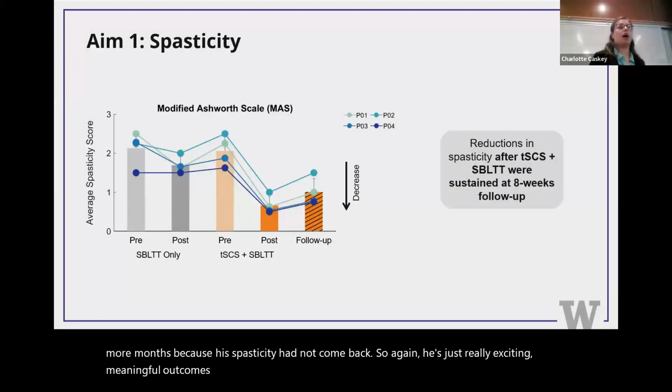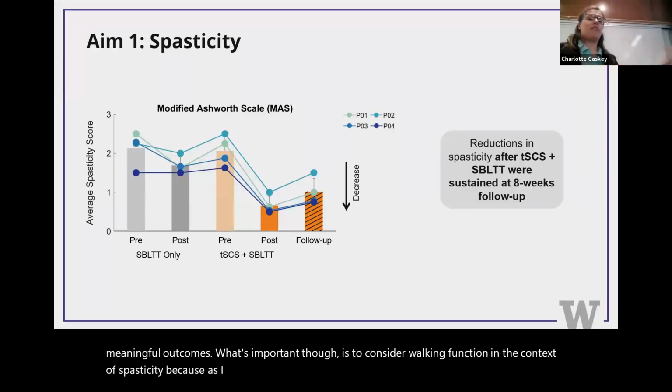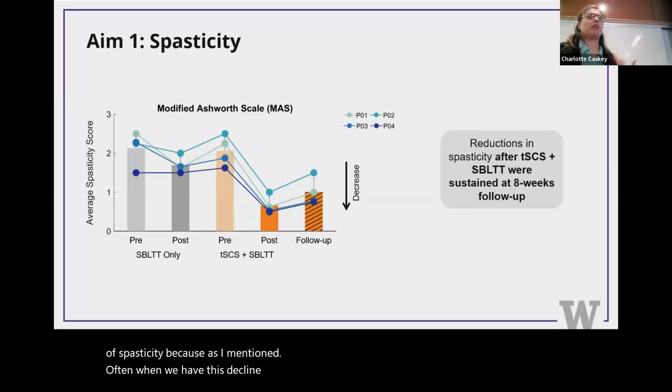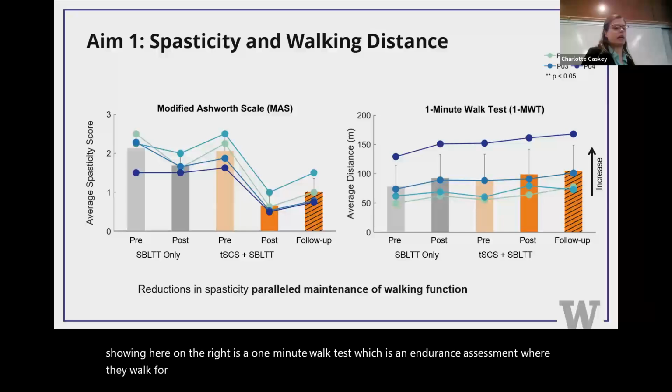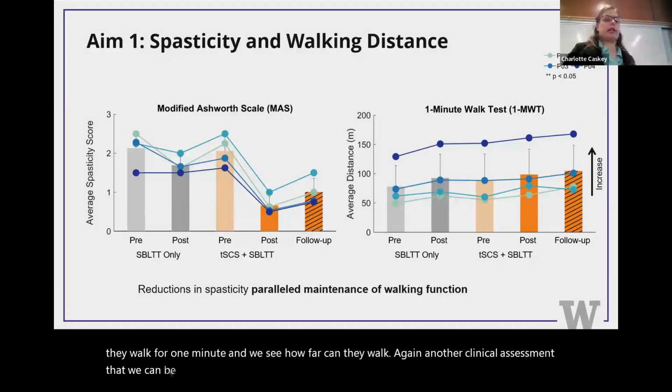What's important, though, is to consider walking function in the context of spasticity. Because as I mentioned, often when we have this decline in walking and spasticity, we see a decline in walking function. So showing here on the right is a 1-minute walk test, which is an endurance assessment where they walk for 1 minute and we see how far they can walk. Again, another clinical assessment that can be repeated in a clinical setting.